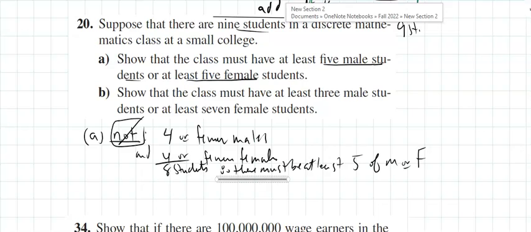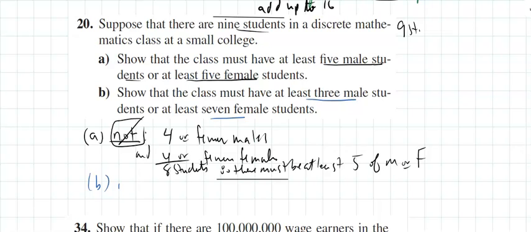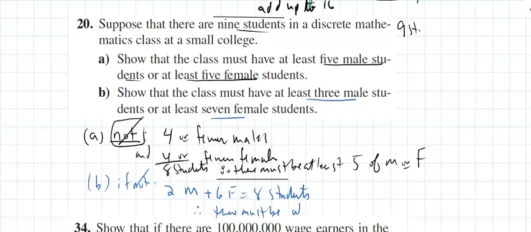How about B? Show that the class must have at least 3 male students or at least 7 female students. So we're going to do the same. If not, then at least 3 males fails, so we're going to have 2 males and 6 females, but that's 8 students. That's a contradiction. Therefore, there must be at least 3 males or 7 females.